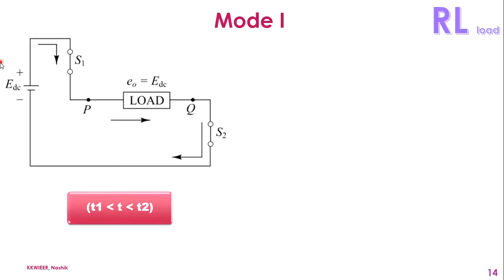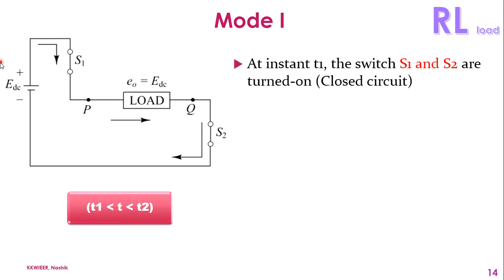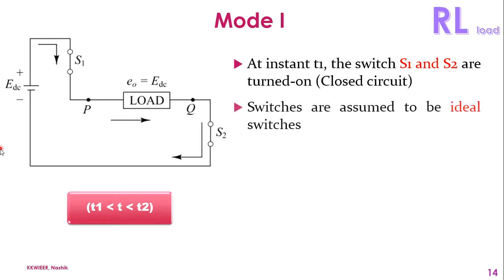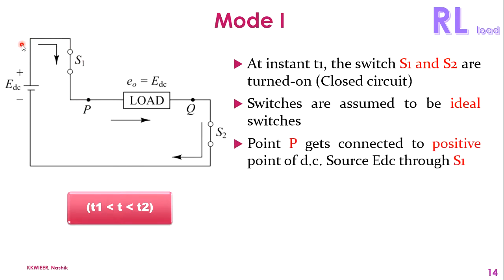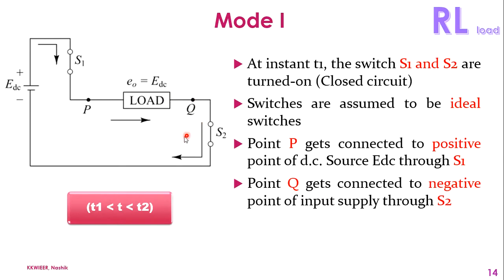The first mode, that is T1 to T2. In this, at T1 the switches S1 and S2 are turned on, that is, it will form a closed circuit. It is similar to the first mode of a resistive load. The switches are assumed to be ideal switches. The point P gets connected with the positive terminal of the DC source EDC through the switch S1, and point Q is connected to the negative terminal of EDC through S2. The output voltage E0 will be the positive EDC.